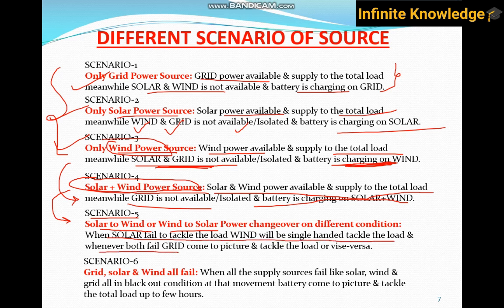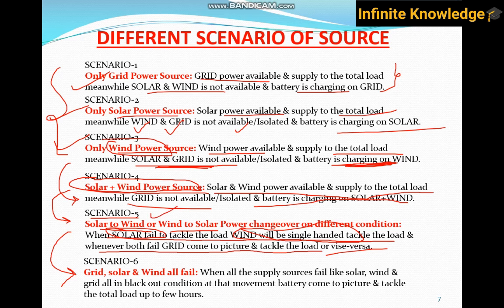And whenever both fail, the grid comes into the picture and takes the load. And vice versa: initially solar and wind are both there, but if solar fails, at that moment wind should tackle the load. Or vice versa, initially both solar and wind are on, but when wind fails, not solar, the solar single-handedly takes the load. We will check both conditions in the future slides.